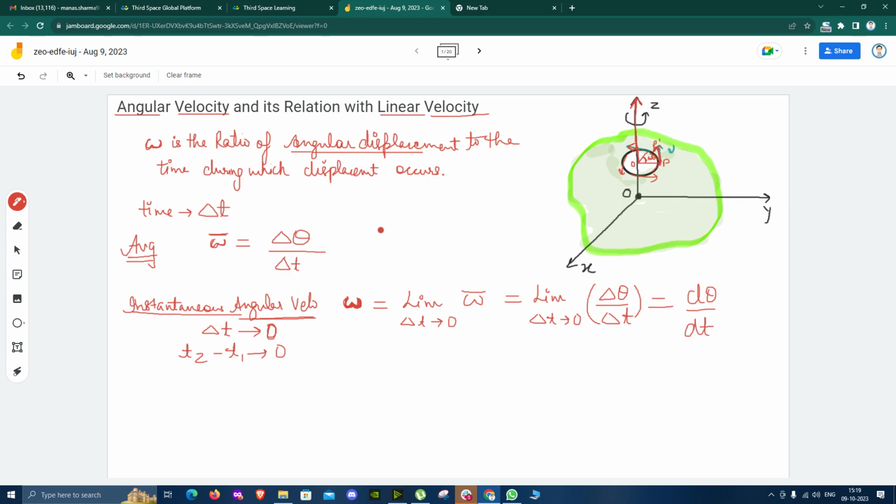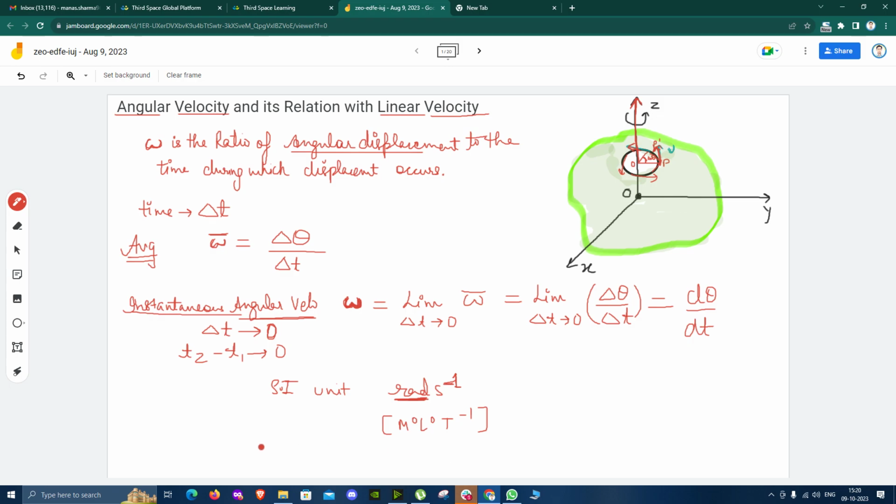Now we are talking about the angular displacement by time. So the SI unit of angular velocity will be radian per second. The dimensional formula is M0 L0 T minus 1. Radian has no dimensions, so we just have per second, so T minus 1.